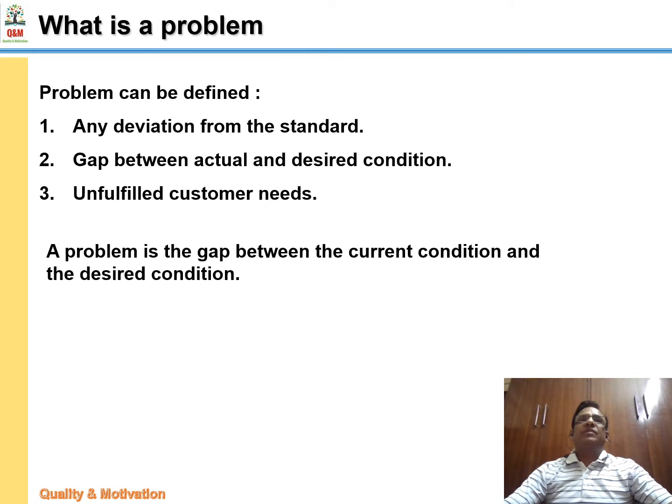So, first of all, we will learn what is problem. There are so many definitions of problem. What is problem? Problem is any deviation from the standard. Yes. Gap between actual and the desired condition. Yes. Unfulfilled customer needs, unfulfilled drawing specification, unfulfilled process requirement, all are problems. In lean manufacturing, problem is defined as gap between the current condition and the desired condition. Hope this is understood to you.